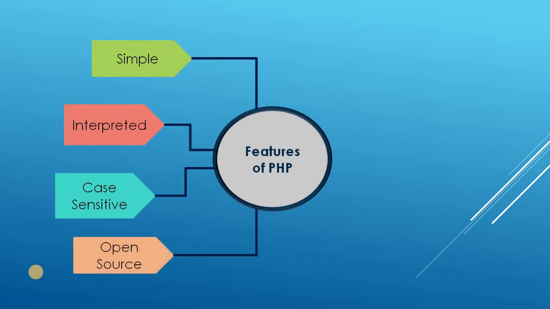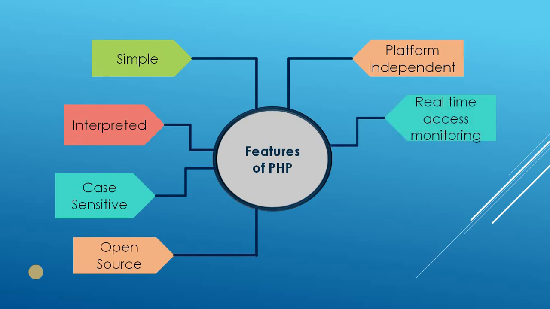Next, open source. PHP is an open source software. It is freely available. We can just visit the website and we can download. We do not have to pay anything for obtaining this software. Next, platform independent. PHP is platform independent. It means it can run on Unix, Linux, Mac, Windows, any operating system. There is no problem in executing PHP programs on any operating system.